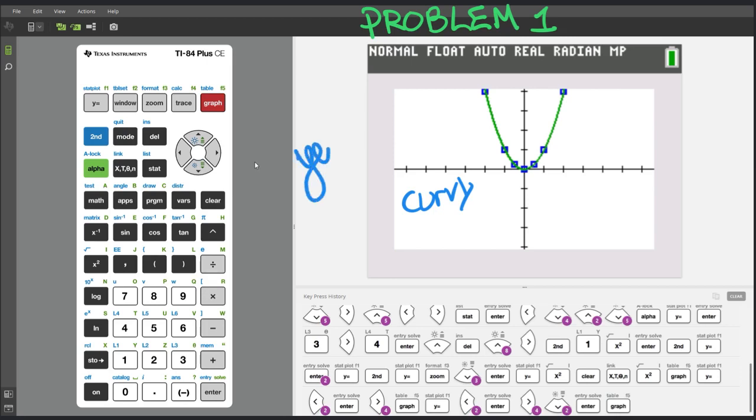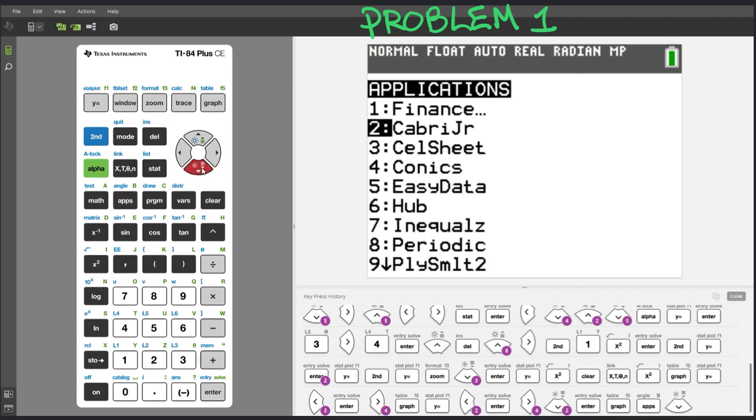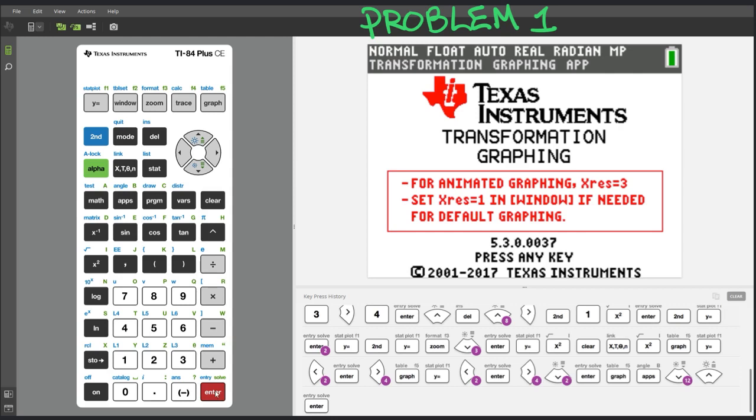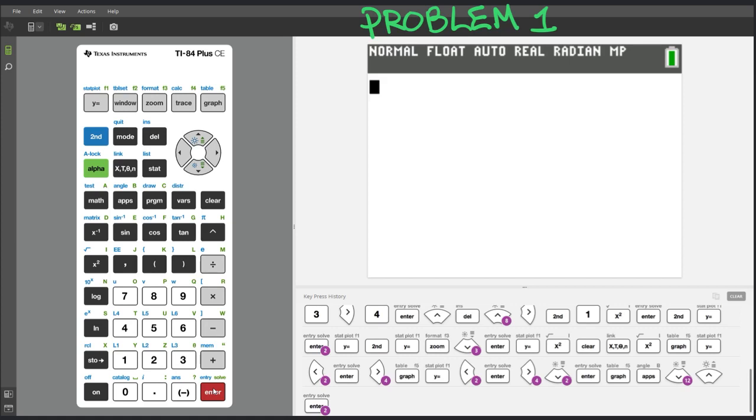Now, on to the meat of this activity. We'll explore how the value of a affects the graph of the parabola y equals ax squared. So let's check out this app. This is one of the first times I've ever used this. Oops, I guess it's quicker to go up. So transform, and notice there's no shortcut to the left of there, so you just have to arrow up or down. Press enter, and we'll press any key. So I'd like to press enter.